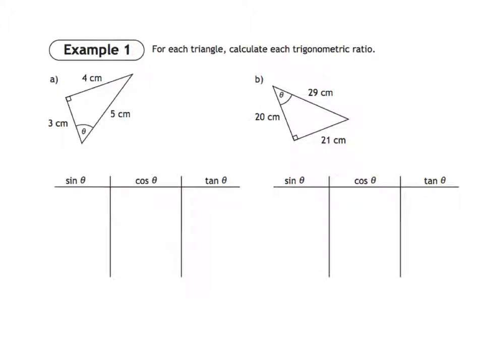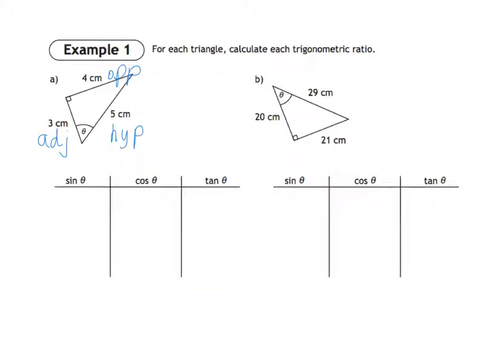For these triangles, it's asking us to calculate each trig ratio. So we look at the first one. Here's the angle that we're talking about, and we're looking for the sine of that angle, the cosine of that angle, and the tangent of that angle. First thing we need to do is figure out which side is which. So what would you say this side is, the 3? Opposite, adjacent, or hypotenuse? Adjacent, good. And the 4? Opposite. So then the 5 is the hypotenuse.